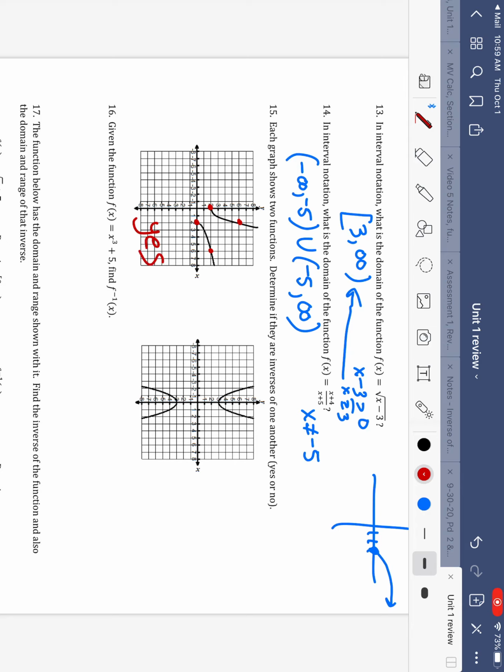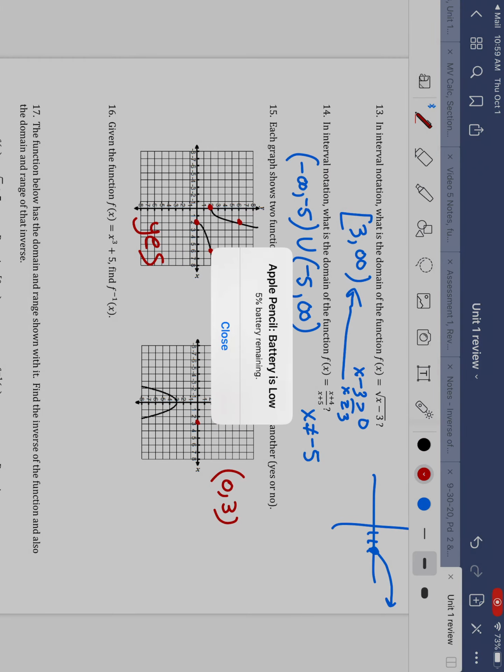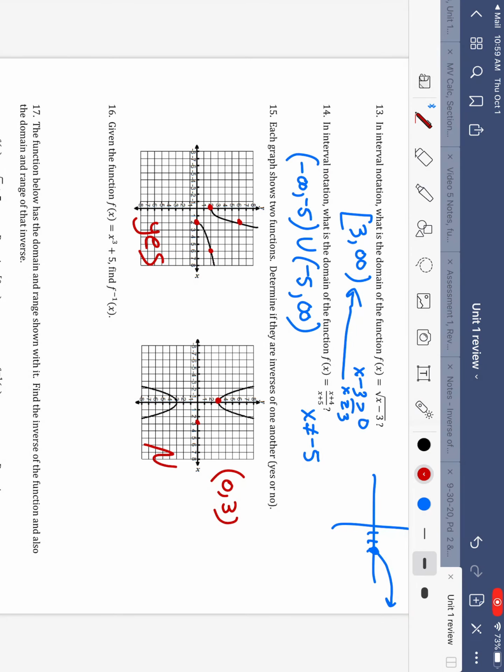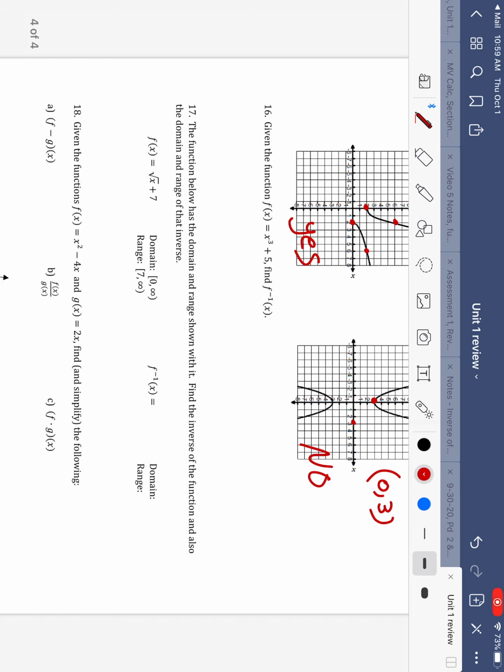All right, this other guy right here, if I start checking, 0, 3 would have to turn into 3, 0, but I don't see that there. This was 0, negative 3. That is a big no. And let me see if I finish before my pencil dies.